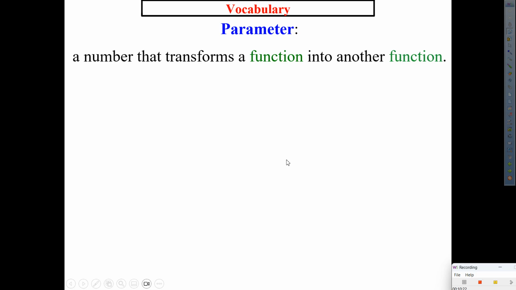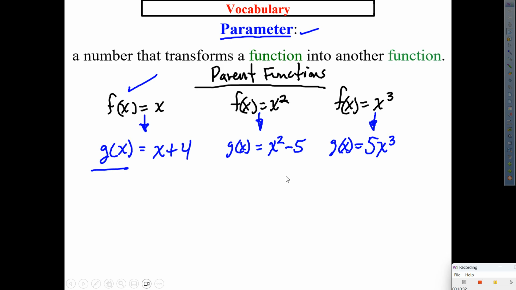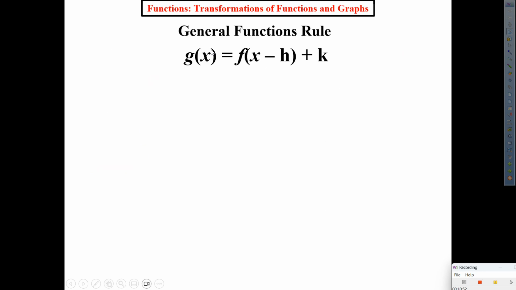And from there we talked about parameters, didn't we? And a parameter is any number that changes the original function into a different function. And we took some notes yesterday, and it looks something like this. Look up. I gave you guys three parent functions, f of x equals x, f of x equals x squared, and f of x equals x cubed. And as soon as I do something to the x for each of these, like this, it changes it from f of x to what? G of x. So far so good? Yes? All right. From there we talked about the general rule, and our general rule was g of x equals f of x minus h plus k.